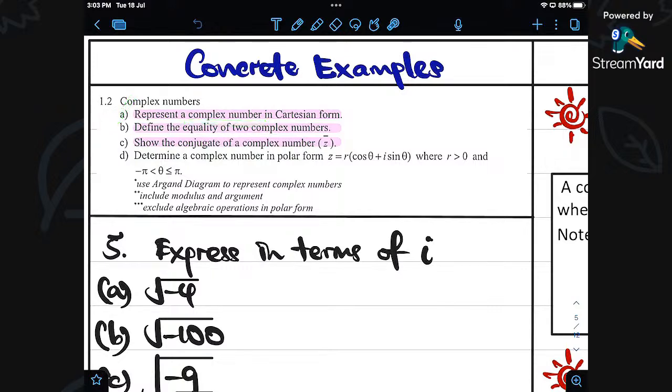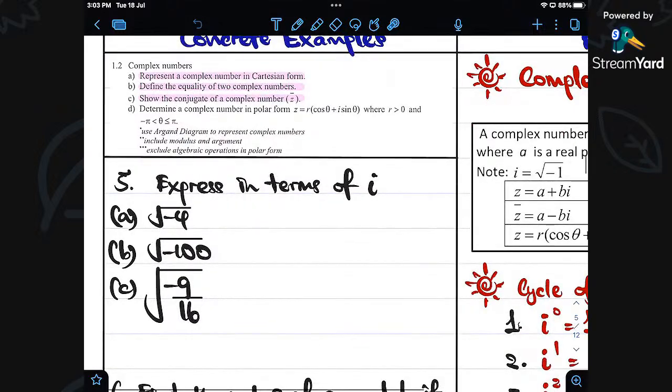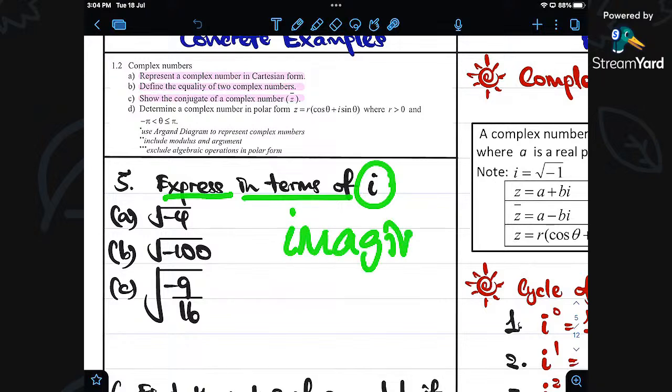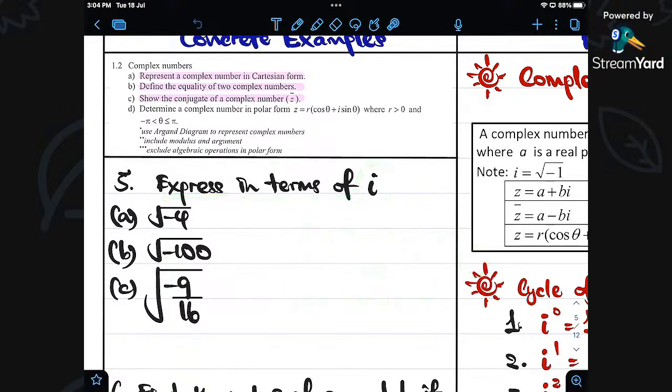What is a complex number? I will show you a concrete example first, and then I will go to the formula. The concrete example here is expressed in terms of i. i is actually an imaginary number. Okay, i is an imaginary number. I will tell you later what an imaginary number is. So from this concrete example, question A.